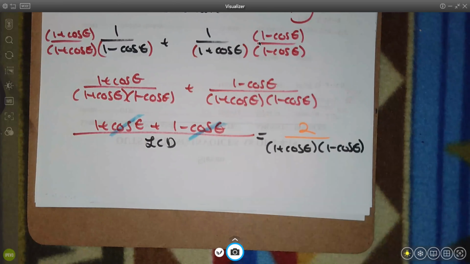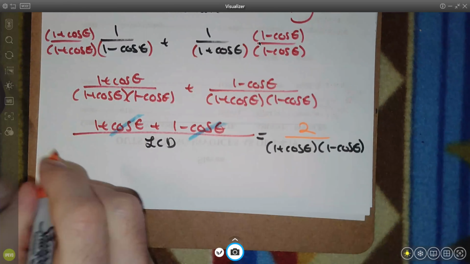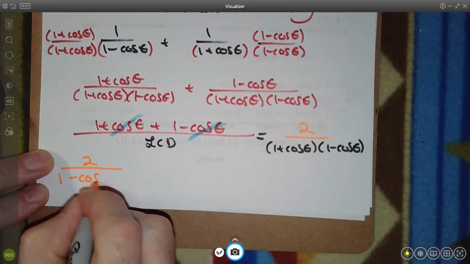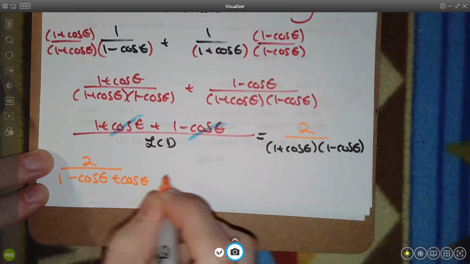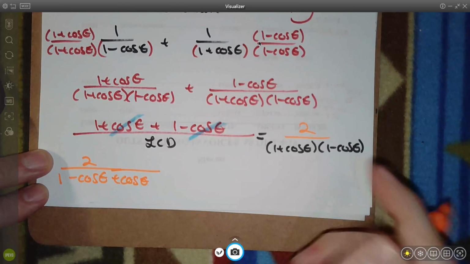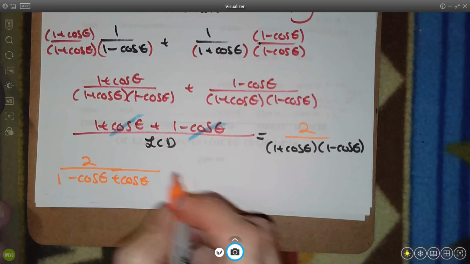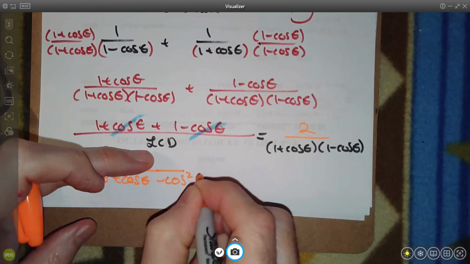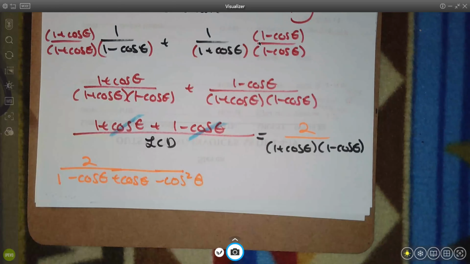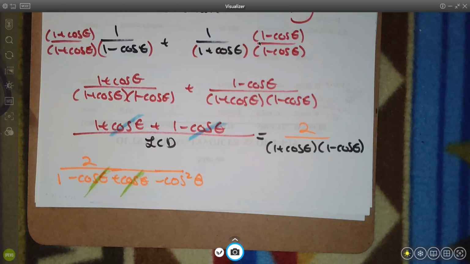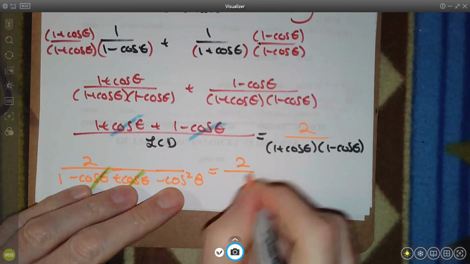If you FOIL that out in the denominator, you'll get 1 minus cosine of theta plus cosine of theta. First, outside, inside, last. What are the last two going to give me? Anyone? Minus cosine squared of theta. Excellent. Minus cosine squared of theta. And again, in the denominator, you see some cancellation. So that gives me 2 over 1 minus cosine squared of theta.